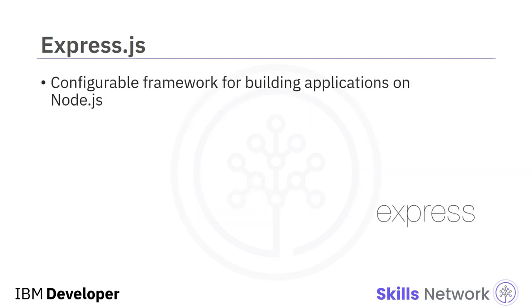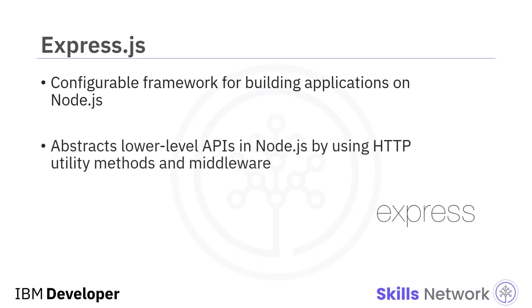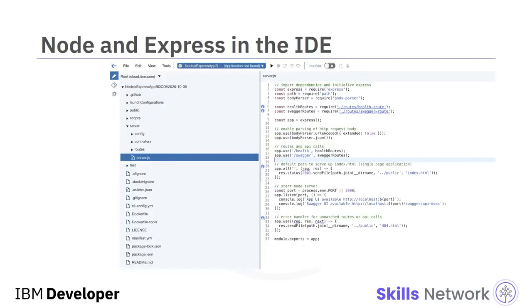Express.js is a highly configurable framework for building applications on Node.js. It abstracts lower-level APIs in Node.js by using HTTP utility methods and middleware. Before you build your first Node.js app, let's get familiar with the IDE and some key Node.js concepts.